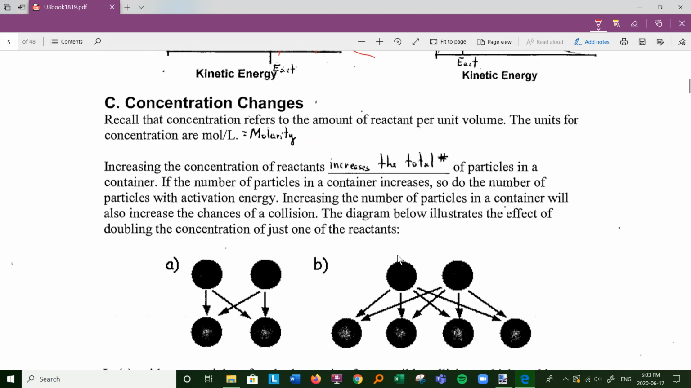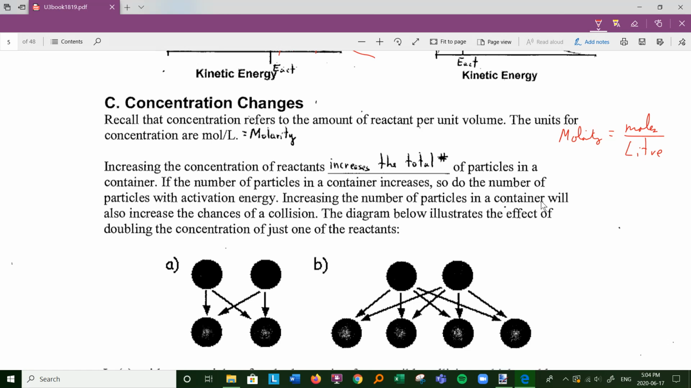Another factor that affects the rate of a chemical reaction, how fast a reaction happens, is changing the concentration. Concentration refers to the amount of reactant per unit volume. The units are moles per liter, molarity, right? Remember that from grade 11? Molarity equals moles divided by liter. It can be used for aqueous solutions. It can also be used in the gas phase, because gases occupy whatever volume they're in.